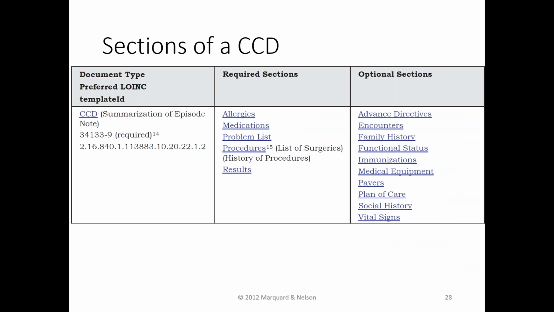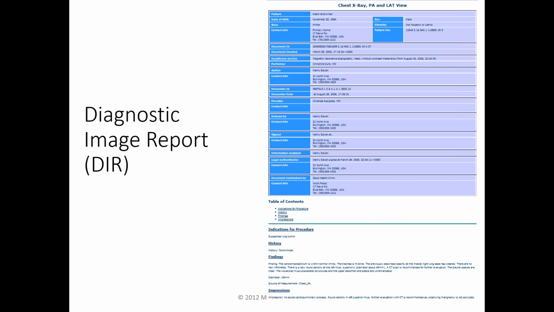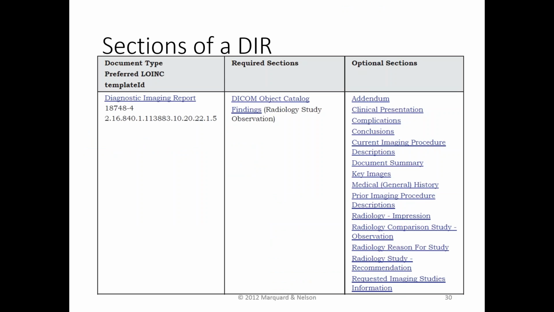The CDAs have sections, and this is a breakout to show you that a C-CD document, a continuity of care document, has certain kinds of required and optional sections inside of it. And there are other types of CDA, like a diagnostic image report, for example. And it's different because it's designed to have different sections inside of it to break down the different types of information that should be present.